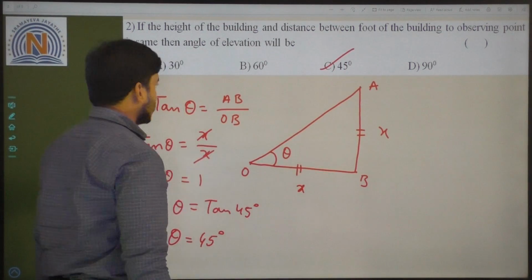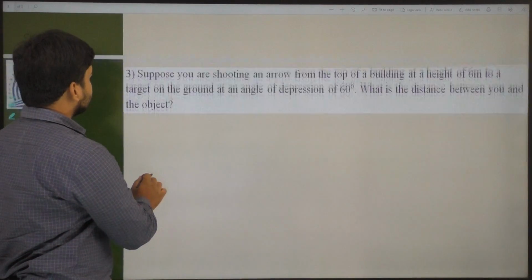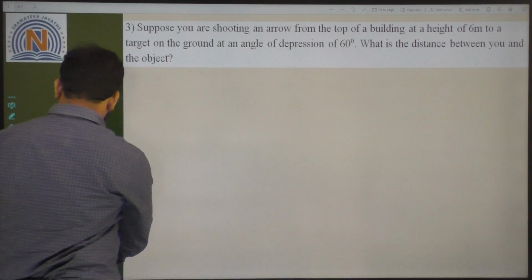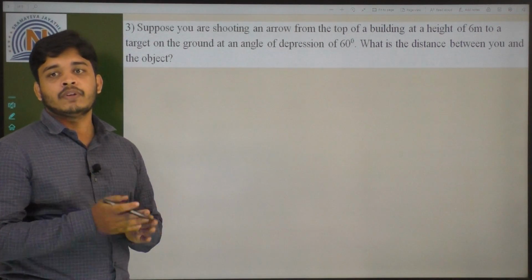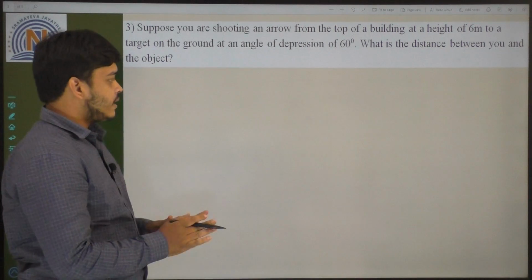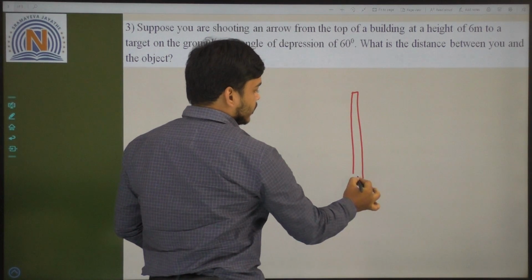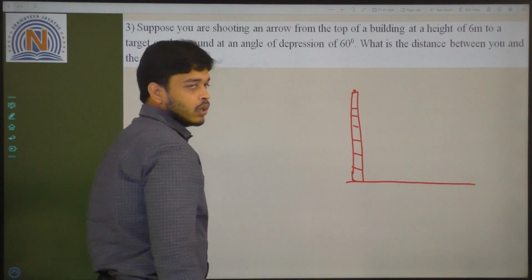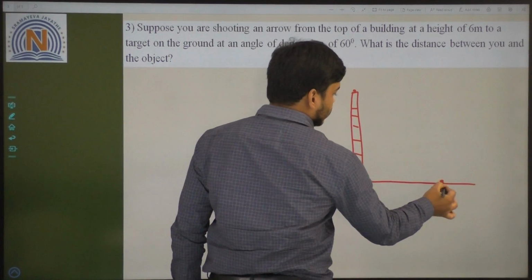Option C. Now coming to the next problem, the third problem. Suppose you are shooting an arrow from the top of a building at a height of 6 meters to the target. Let it be, this is the building and this is the ground level. From the top of the building you are shooting with an arrow at an object which is on the ground.